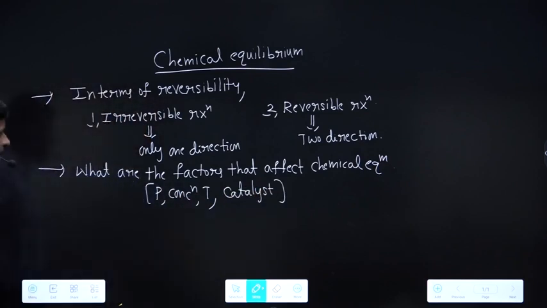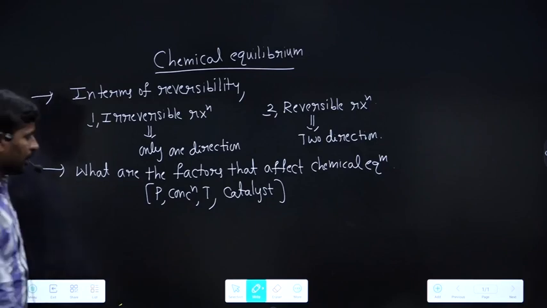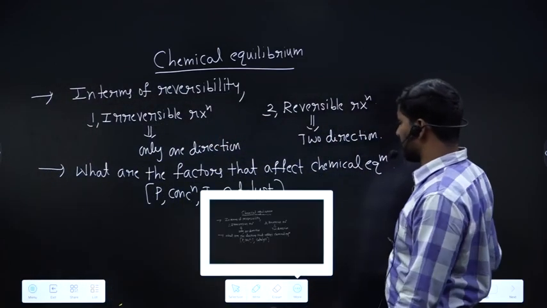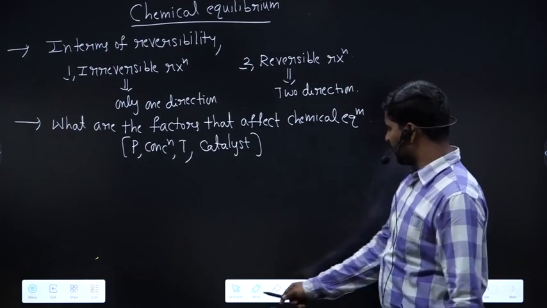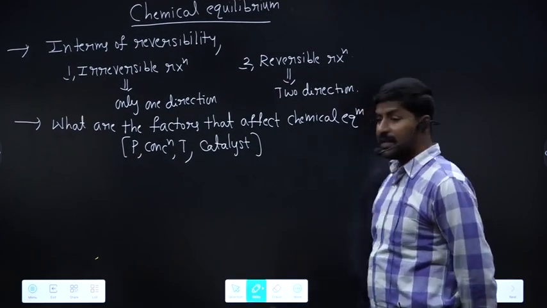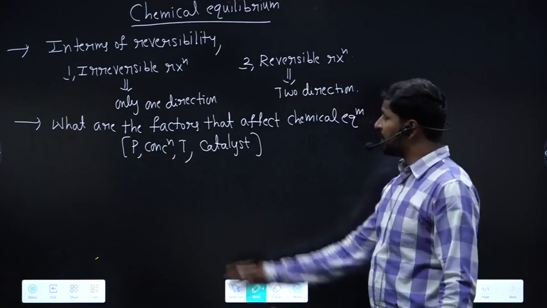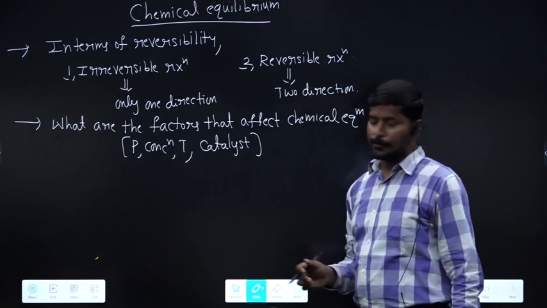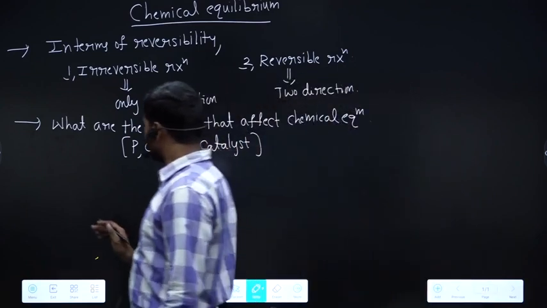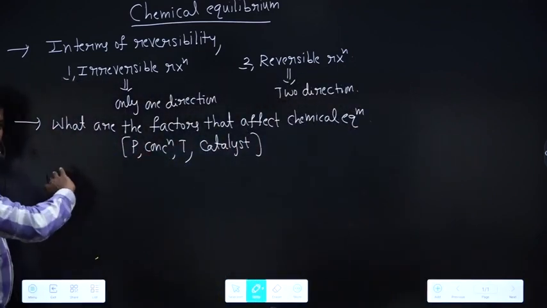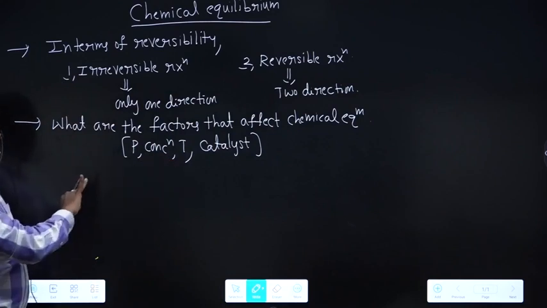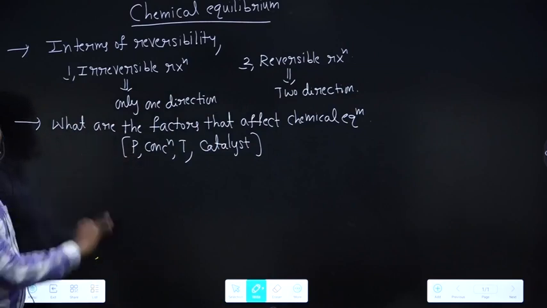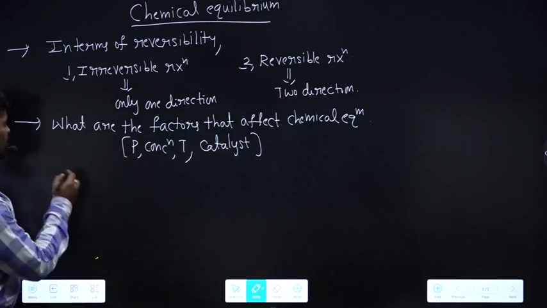How they may affect chemical equilibrium, we study under this topic based on Le-Chatelier's principle. One of the important concepts from chemical equilibrium is Le-Chatelier's principle, which explains how these factors affect chemical equilibrium. If you increase the pressure, whether it proceeds in the forward direction or backward direction. If you increase the concentration, whether it proceeds in the forward direction or backward direction. Such information we can get.